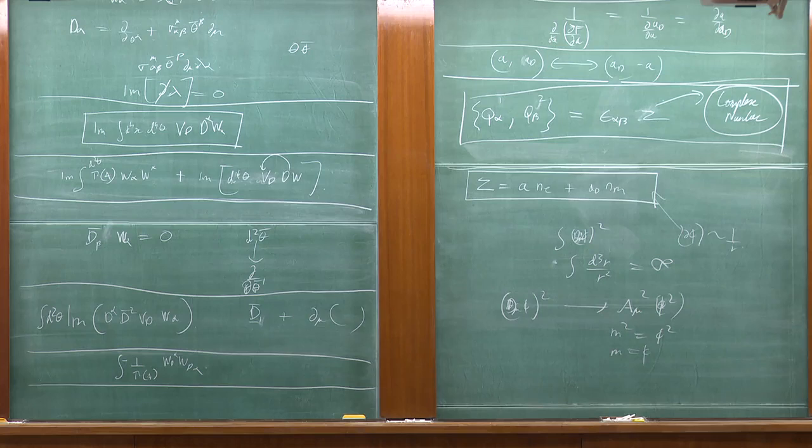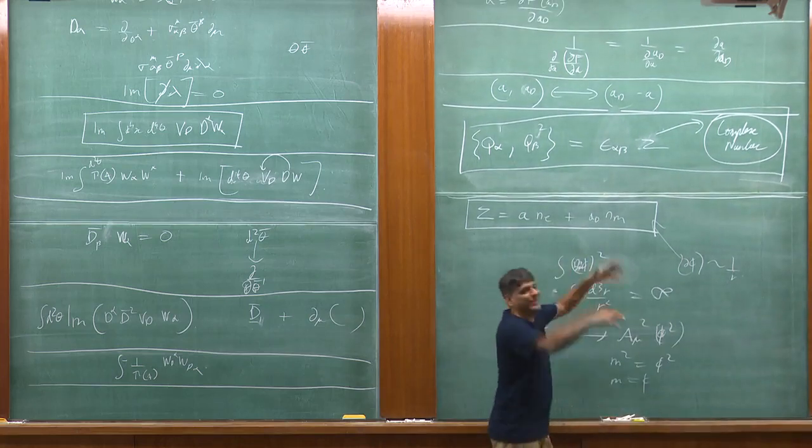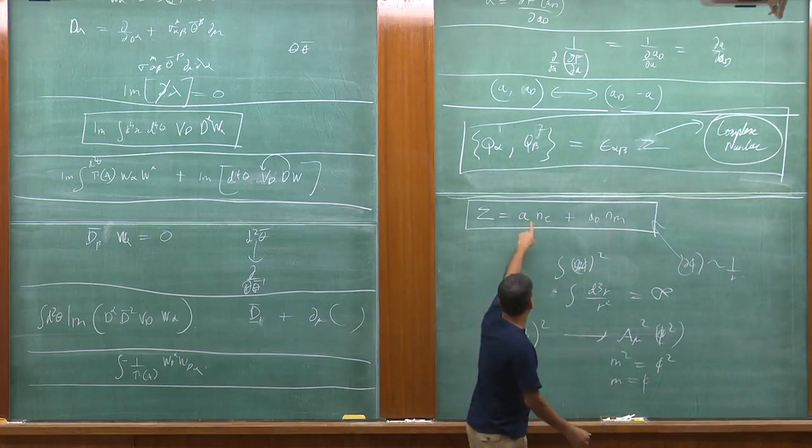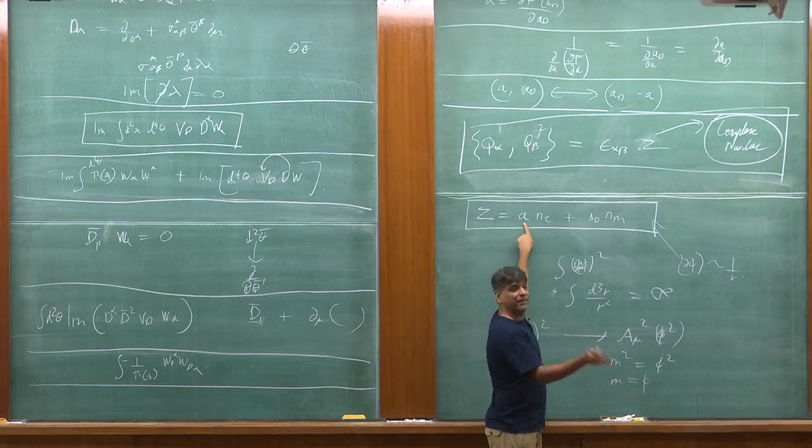Is this clear? This formula, I've just thrown it at you as a statement saying you can derive. But it's a very intuitive formula. Because this is just the mass of a W boson, at least semi-classically.